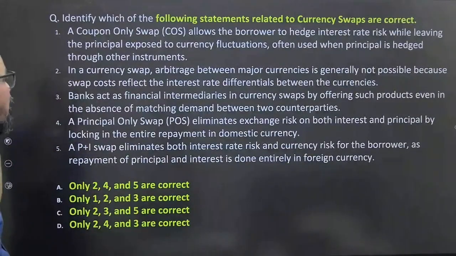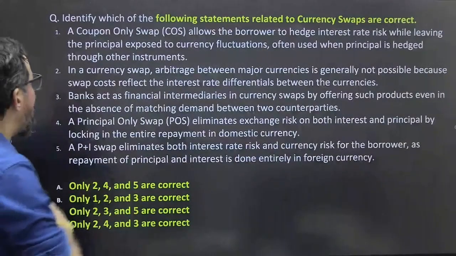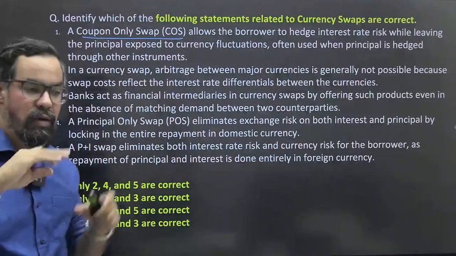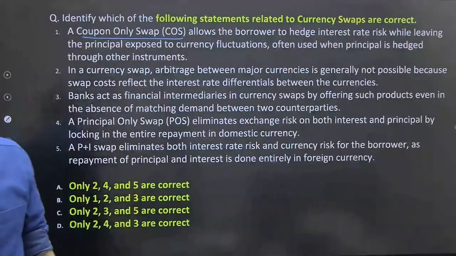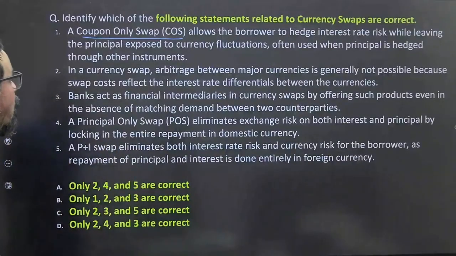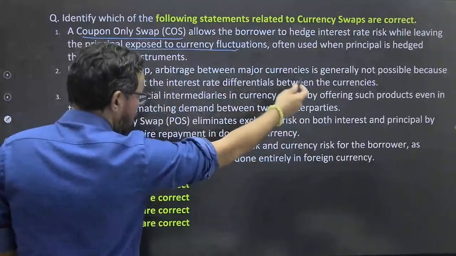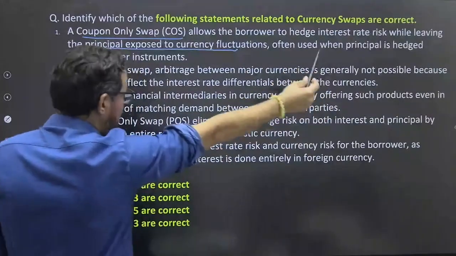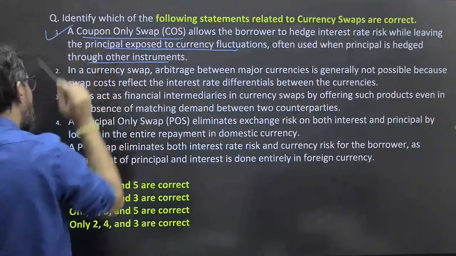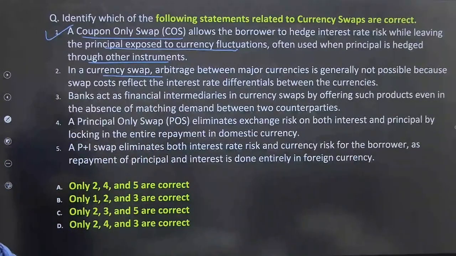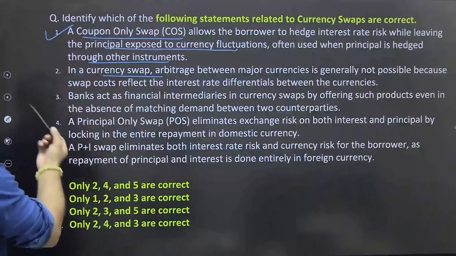So identify which of the following statements related to currency swap are correct. So a coupon only swap means interest rate swap, ठीक है। We have principal और interest only, principal plus interest these kinds of swap, ठीक है। It allows a borrower to hedge interest rate risk while leaving the principal exposed to currency fluctuations, often used when principal is hedged through another instrument. बिल्कुल सही. A currency swap arbitrage between major currencies is generally not possible because swap costs reflect an interest rate differential between the currencies. हाँ, this is also correct.